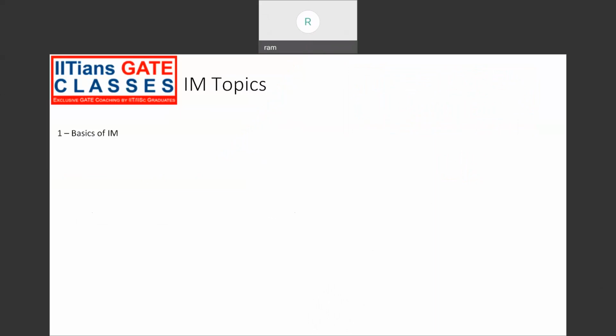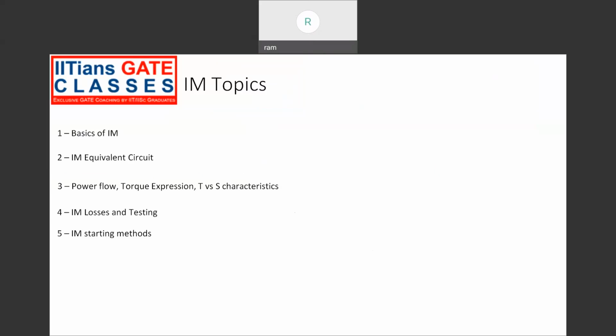First, we'll talk about the basics of induction machines, like the construction and the working principle. And then we'll talk about the induction machine equivalent circuit, like how to derive the equivalent circuit. And thereafter, we'll be seeing the power flow equations and the torque versus slip characteristics. And then we'll talk about the induction machine losses and the different types of testing methods. And then we'll talk about the starting methods of an induction machine. Finally, we'll be having speed control.